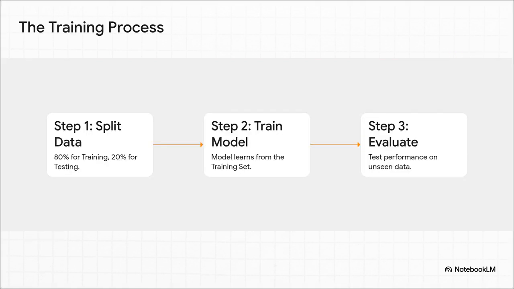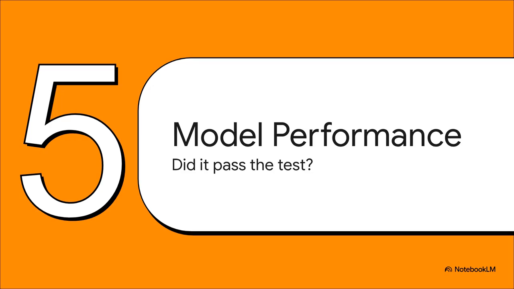But how do we train our model and then test it fairly? It's simple, really. You don't give a student the answers to the final exam while they're still studying. So we split our data. We use about 80% of it as a training set to teach the model. The other 20%, we hold that back. It's our unseen testing set, which we'll use to give the model a final exam and see how well it really learned.